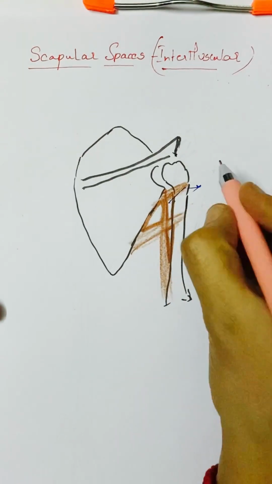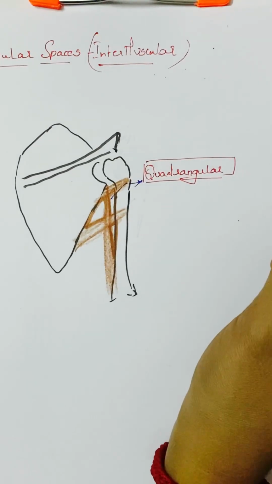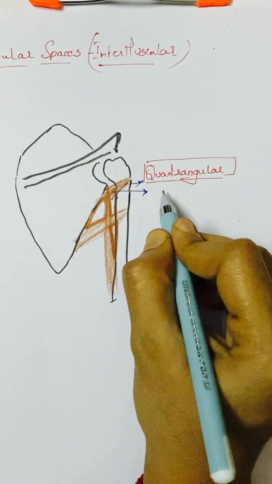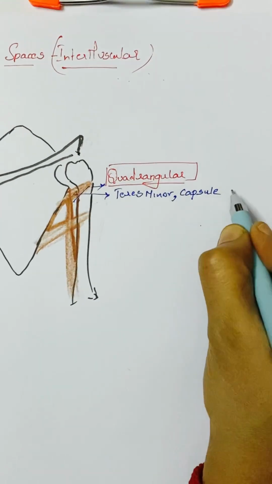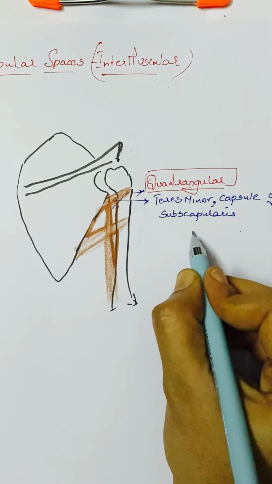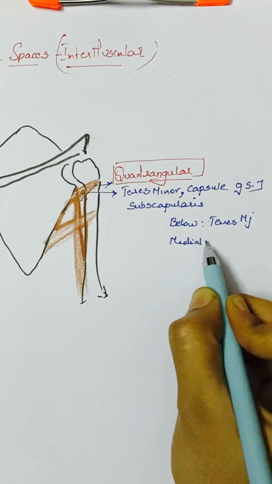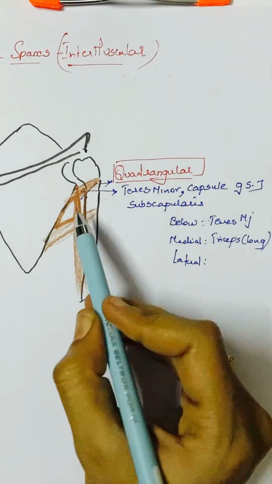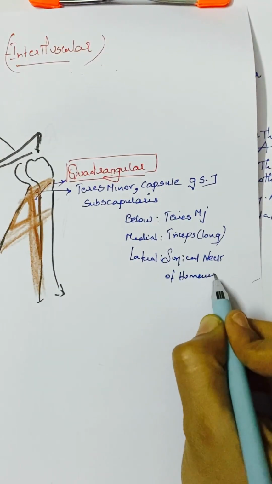So this is the quadrangular space, which is bounded on four sides: above by teres minor, along with the capsule of the shoulder joint and subscapularis muscle, and below we have teres major. Medially we have the long head of triceps, laterally the surgical neck of the humerus.